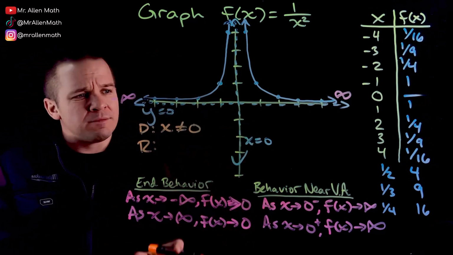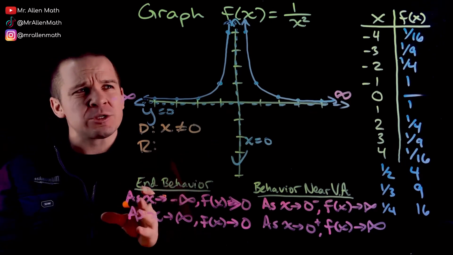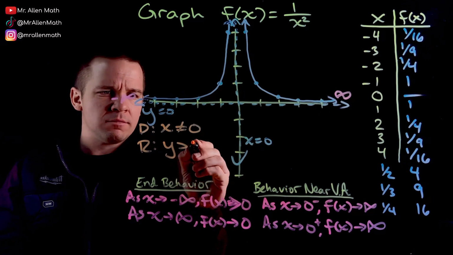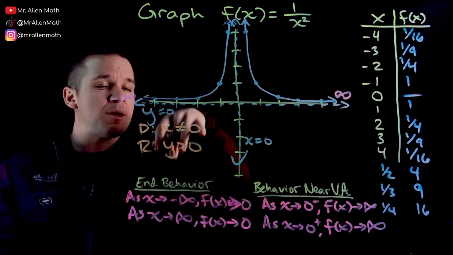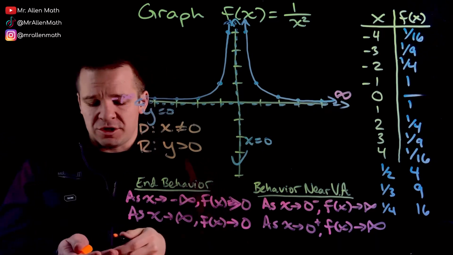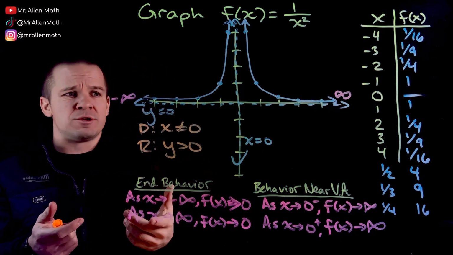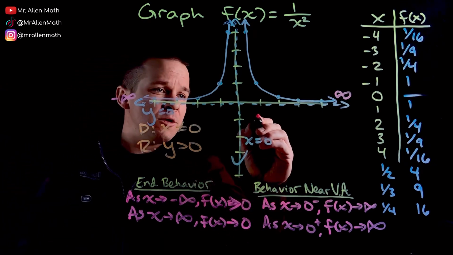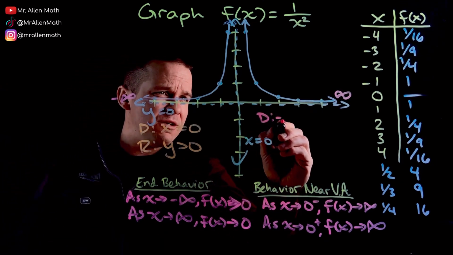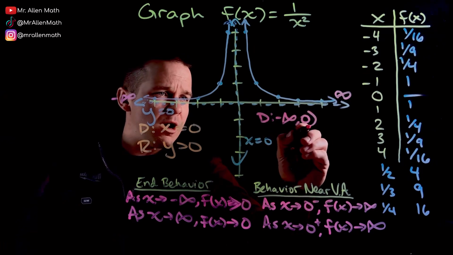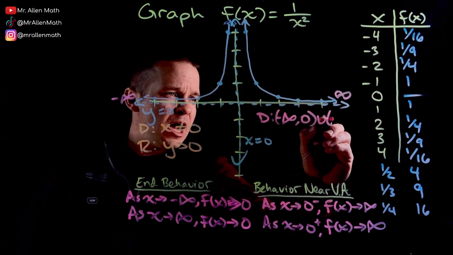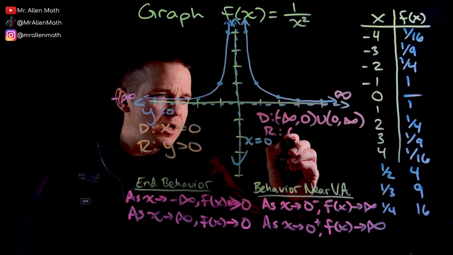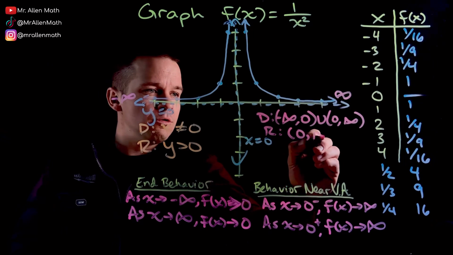Range here. I feel that probably the best way of writing this one out is, well, I can't go below this. I just said that y is always greater than 0. Can't be equal to 0. It's got to be above 0. So the inequality is the most efficient method there. You can also use interval notation. So for domain, interval notation would be from negative infinity to 0, and then union 0 to positive infinity. And my range would be from 0, not including 0, to positive infinity.